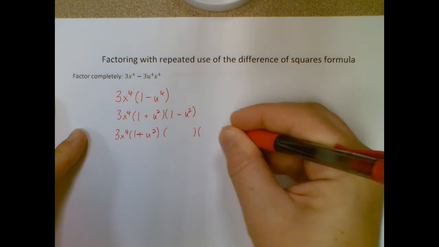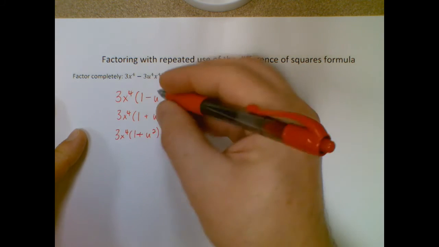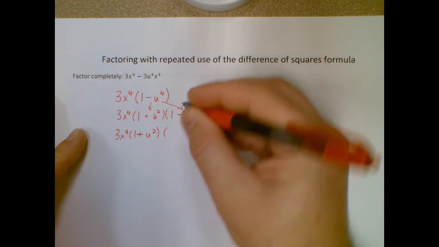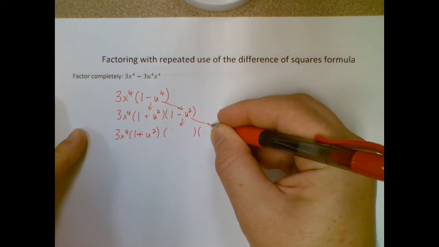These two aren't going to do anything, so they're just going to follow down. But then I'm going to break down the 1 minus u squared again. So this one broke here and here. This one's breaking here and here.